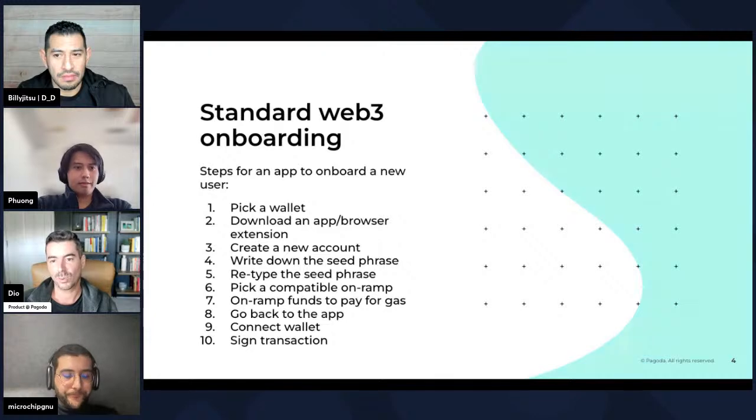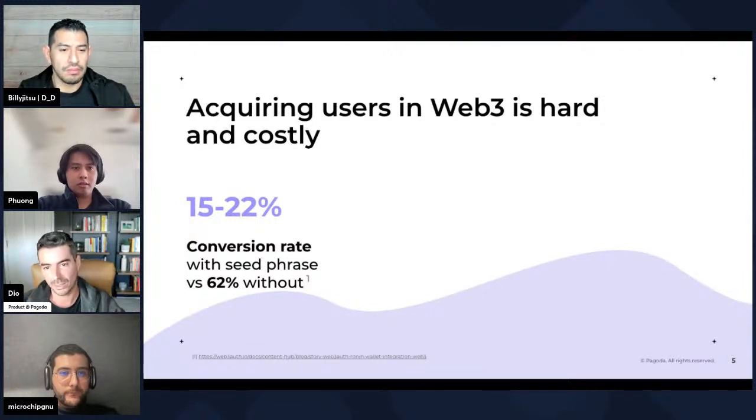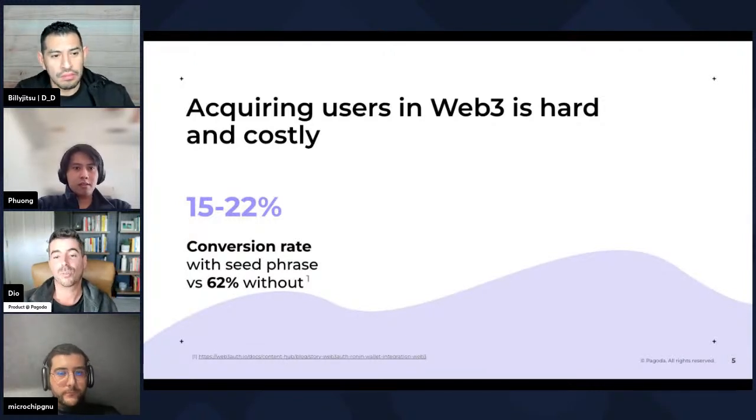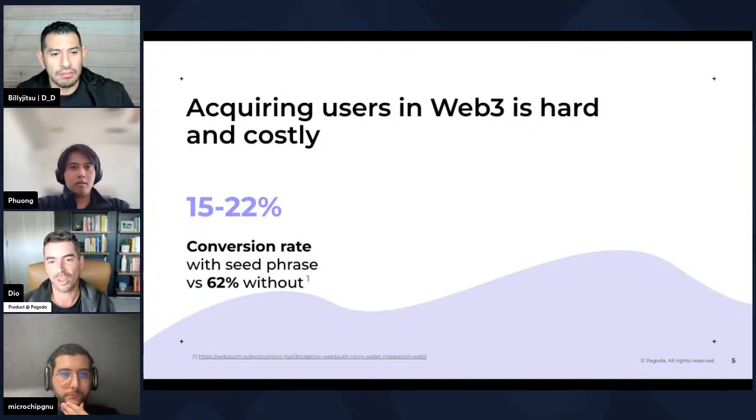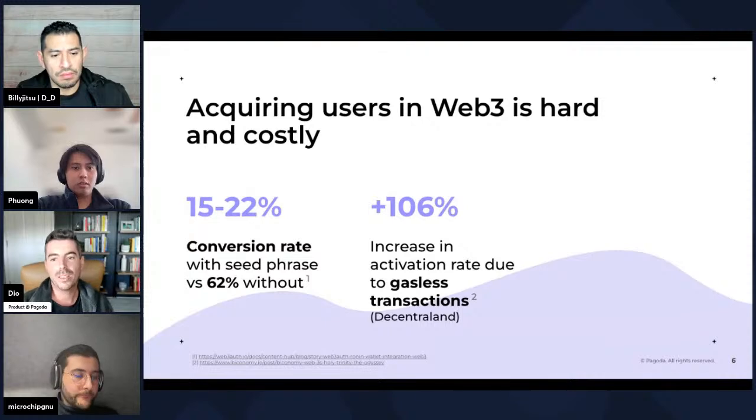Of course, we all heard that it's one of the big issues of Web3, and there are actually some numbers that prove it. This was a study run by Web3Auth, and they found that any onboarding flow that makes the users save a seed phrase has a much lower conversion rate than one with no seed phrase, which seems pretty clear. But the numbers are around 15-22% conversion if we ask them for a seed phrase, and 62% without. So that's a big difference in the number of users that you're going to be able to onboard to your app.